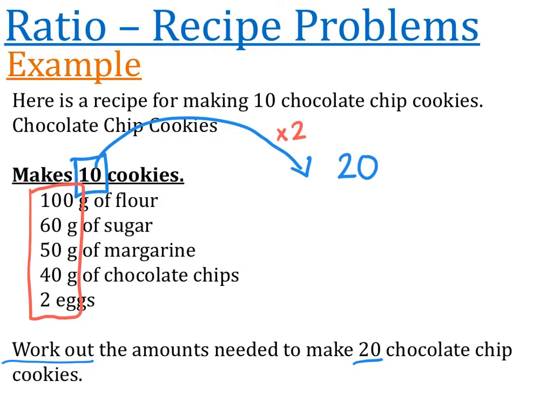So for 100 grams of flour, I'm going to double that and I'm going to get 200 grams of flour. For the sugar, I'm going to double 60 and I'm going to get 120. For the margarine, I'm going to double 50 and I'm going to get 100. For the chocolate chips, I'm going to double 40 and I get 80. And for the eggs, I'm now going to need 4 eggs.